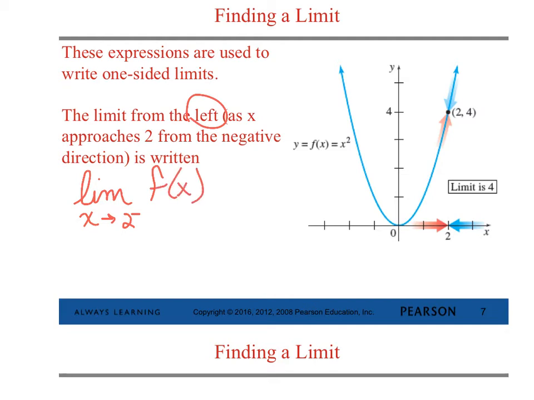Or you can write the limit as x approaches 2 from the left of x squared, since that is in fact the function. So either one of those is acceptable. And in both cases, we would say that the limit as you approach from the left is equal to 4. And this is demonstrated on your graph by the red arrow approaching from the left.